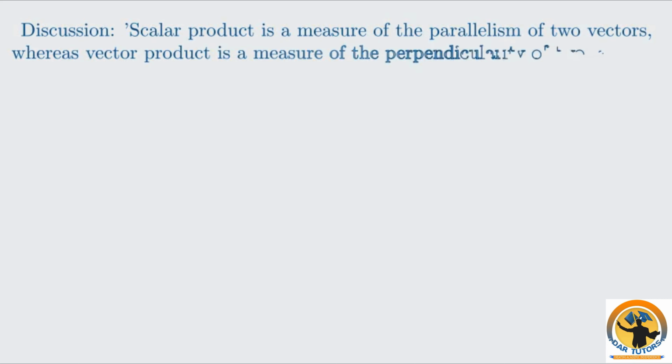Finally, let's discuss a statement from your notes. Scalar product is a measure of the parallelism of two vectors, whereas vector product is a measure of the perpendicularity of two vectors. This is a great way to summarize the difference between the two products.